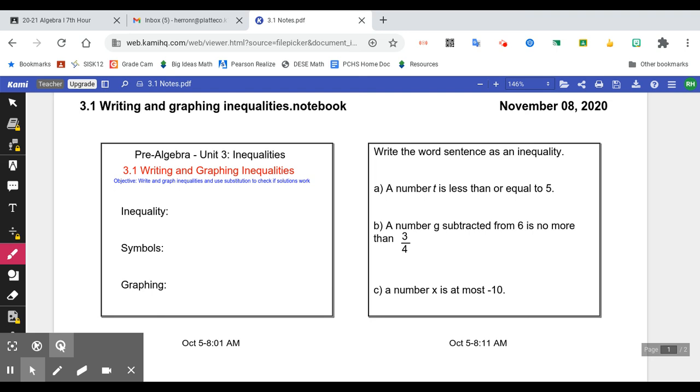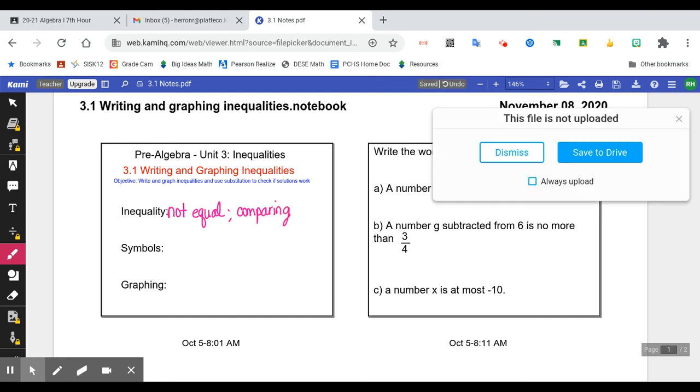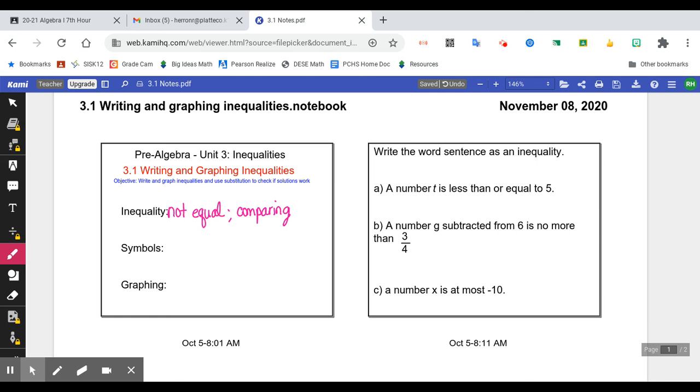Equations, E-Q-U-A, has spelled out almost an equal because they all have an equal sign in them. Inequalities simply means that you have two things that are not equal to one another. So it's more like we're comparing those items rather than stating that they are equal. So when we compare, then we have to use symbols.